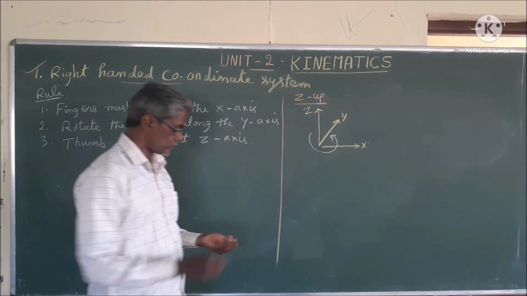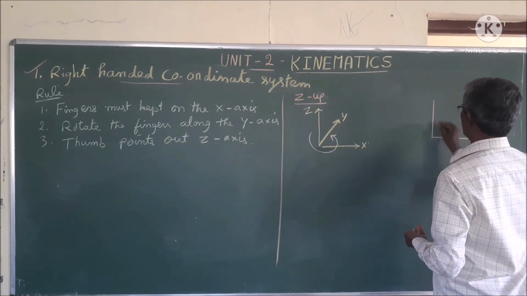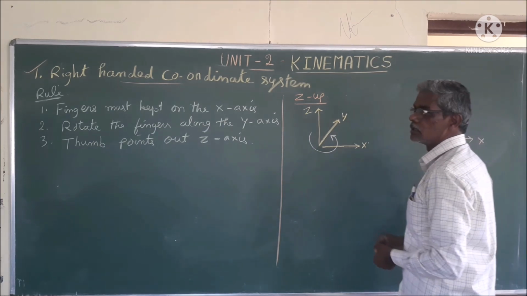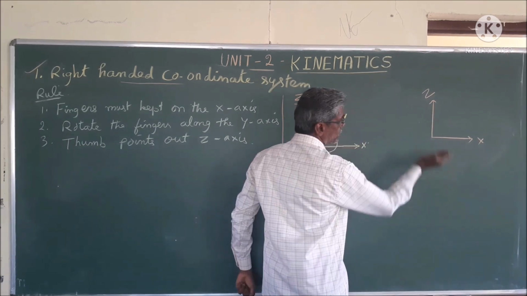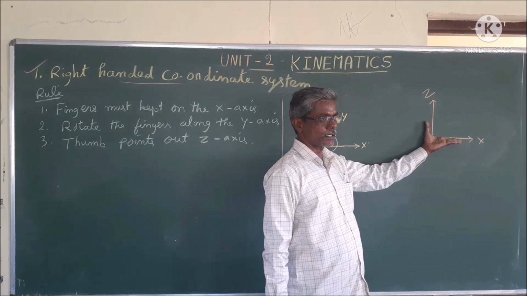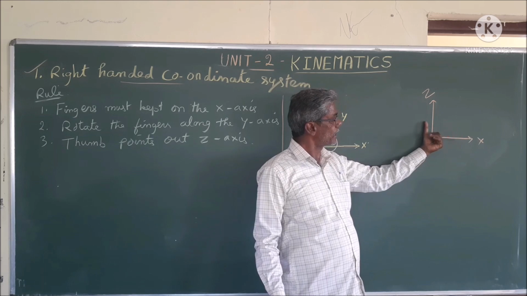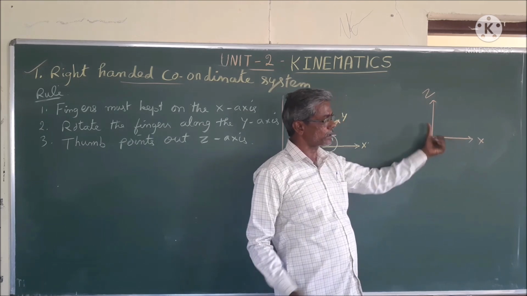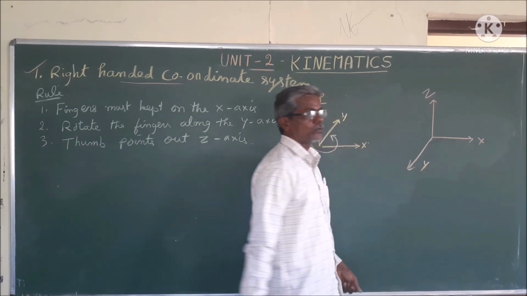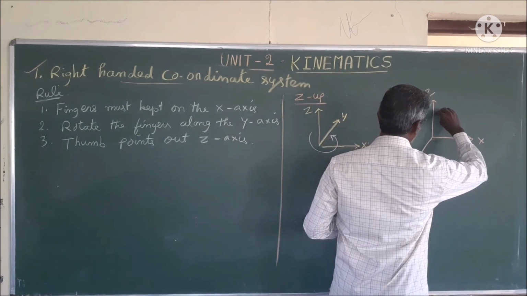And z is up. Suppose if it is the left hand, where will be the y? Now, keep the left hand fingers on the x-axis. Now, the second rule is what? Rotate the fingers. Now you see, I am rotating outside, coming out. So y will be outside. So what will be the direction? It is in clockwise direction.